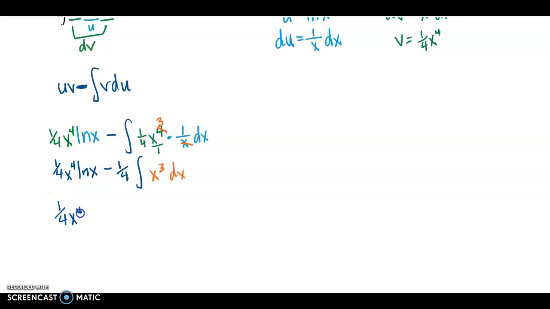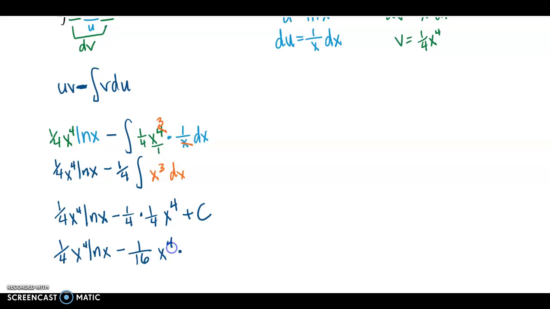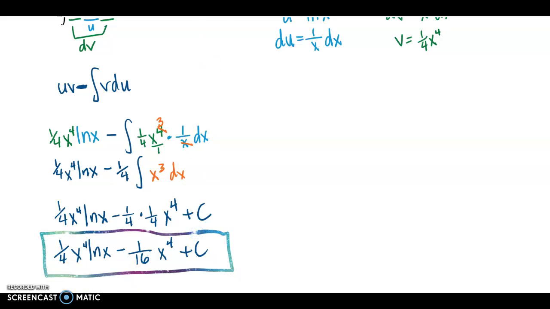I can take my green light here and do minus 1/4 times 1/4 x to the fourth plus c, and my final answer. And obviously, if you have x to the fourth over 4, something like that, that's always fine. I tend to do the fractions up front, plus c. So that would be your final answer using your u substitution.